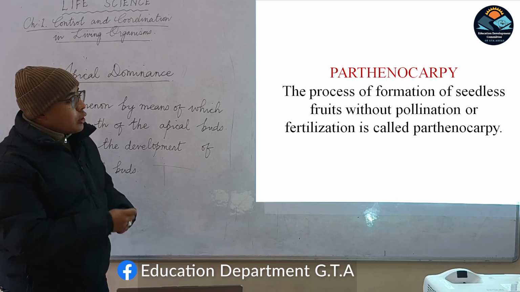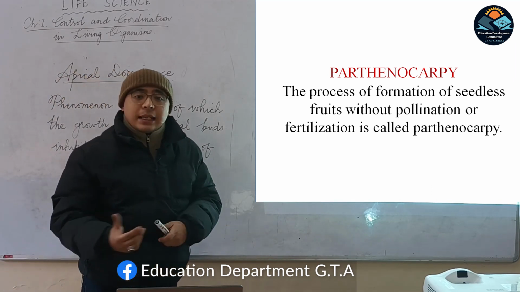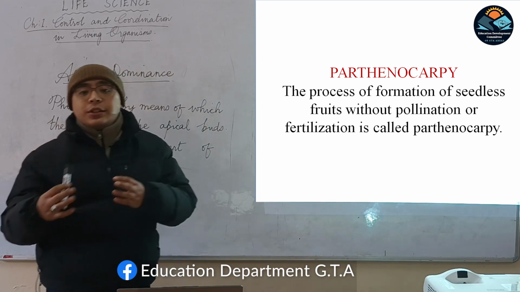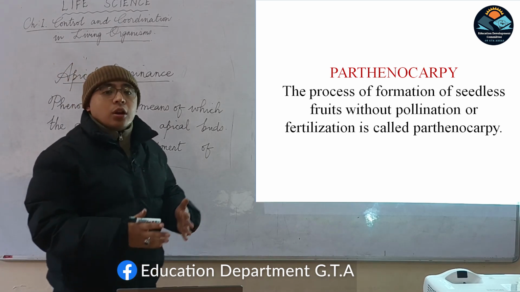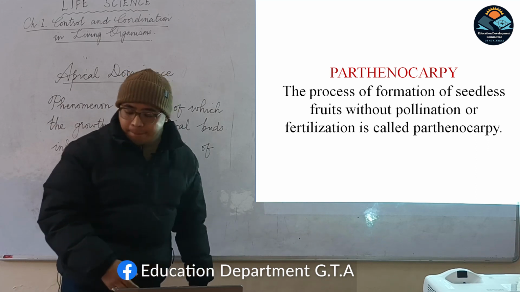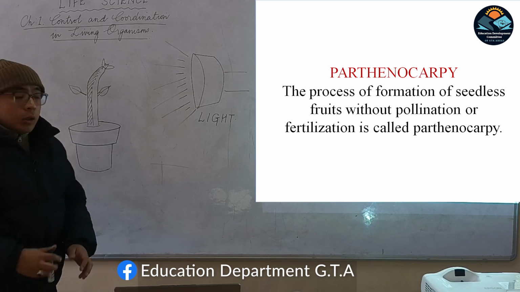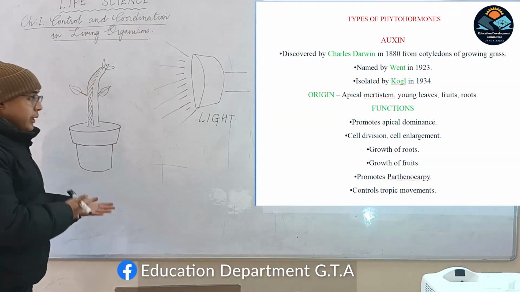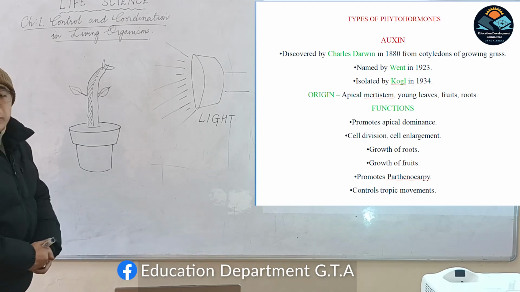Next, it controls tropic movements. As we've discussed in the previous lesson, tropic movements are those where the direction of the stimulus influences the direction of the response. Tropic movements are also controlled by auxins. Now this diagram will demonstrate how auxin influences different types of tropic movements.